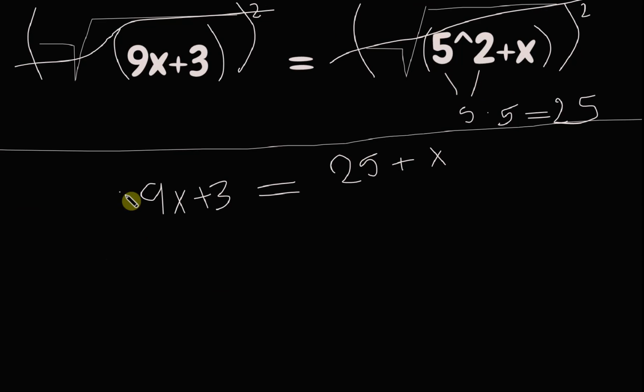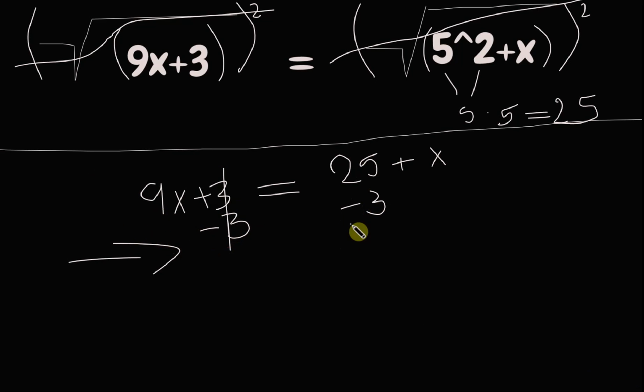So right here we have 9x plus 3 is equal to 25 plus x. Because we have this, we can just use linear equations. Okay, so let's do this. You take away 3 on both sides. And you take away 3 on the constant, not the variable. We don't cross this out because it doesn't get crossed out.